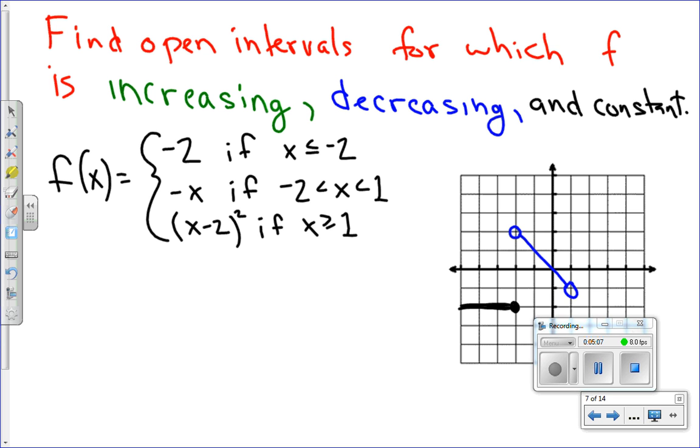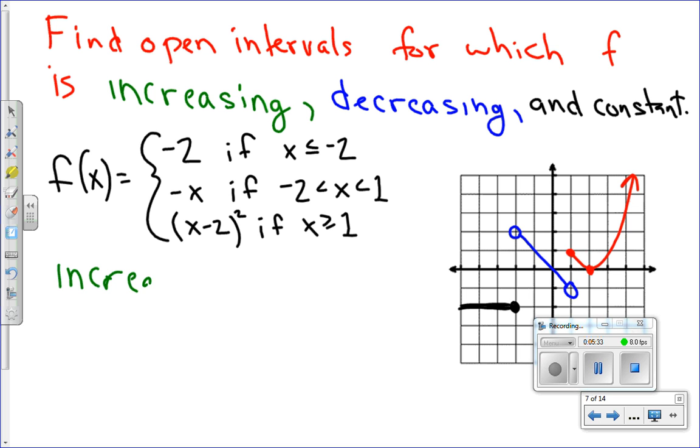And then this third part is a quadratic function. It's a quadratic function shifted to the right 2, so the vertex is at 2, 0, and then I need to graph this for x values greater than or equal to 1. So here is a graph of the piecewise function, and we can use this to find intervals that the graph is increasing.